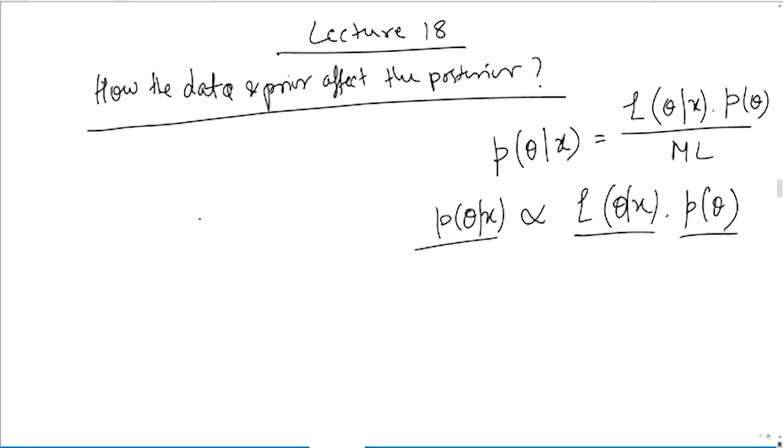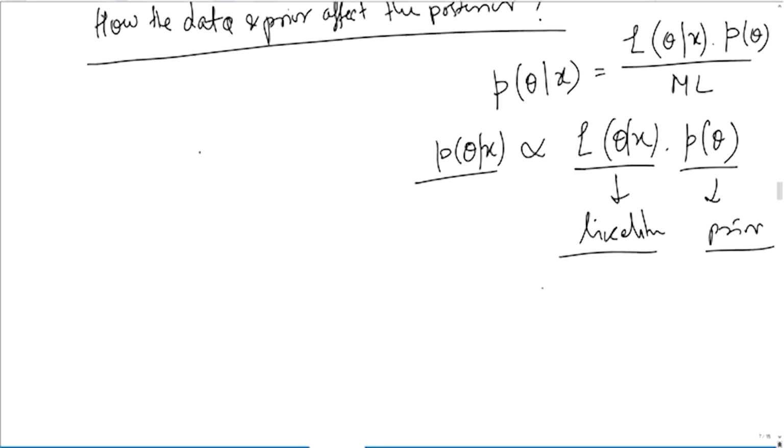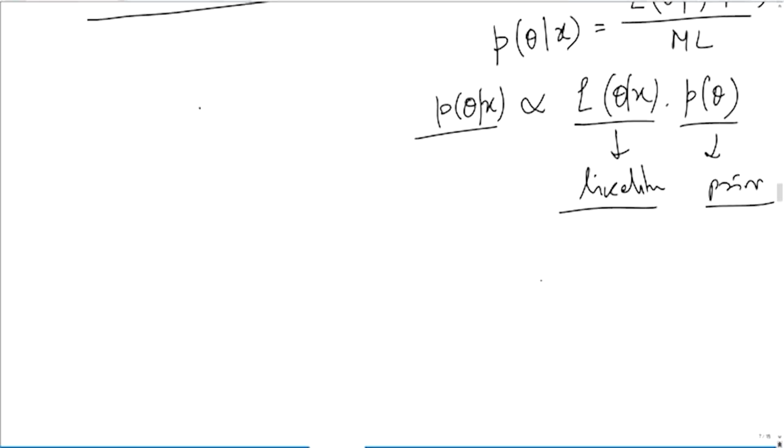What it means is that the posterior is determined by two things: likelihood and the prior. The posterior, which tells you which values of the parameter are more likely and which are less likely, given the data and the prior assumptions, is determined by the likelihood function and the prior distribution about the parameter. What does it imply? This is the inference you are making about the true values of the parameter after seeing the data.